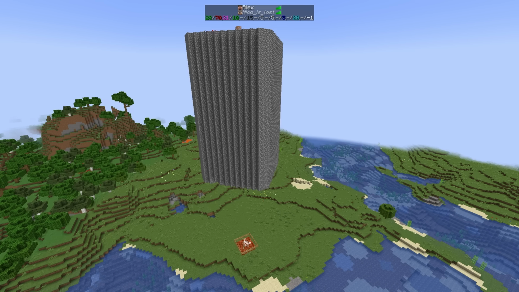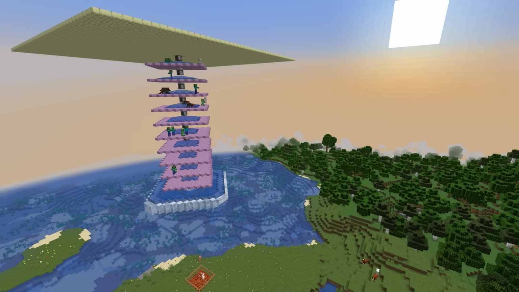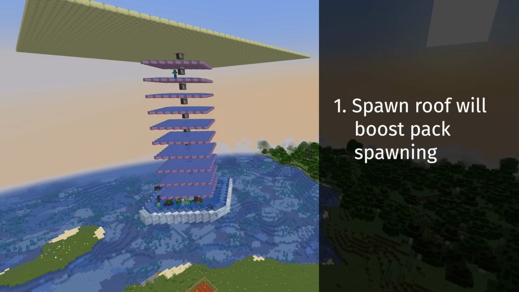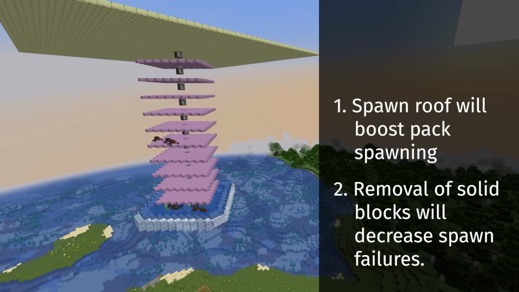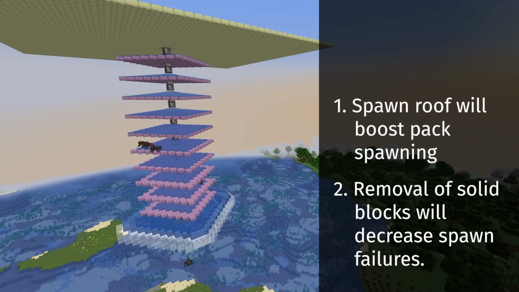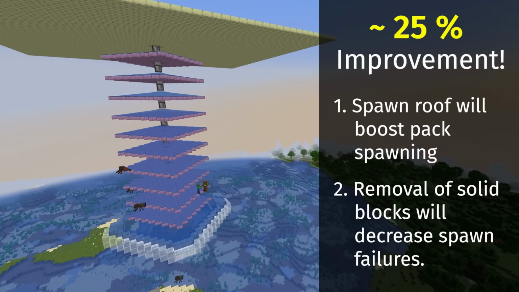The first thing we can do is open the farm up. The benefit is twofold, both of which we just covered. The spawn roof will boost spawns, and removing the solid blocks next to the platform will allow these locations to pack spawn also. The benefit ends up being about 25% more spawning.